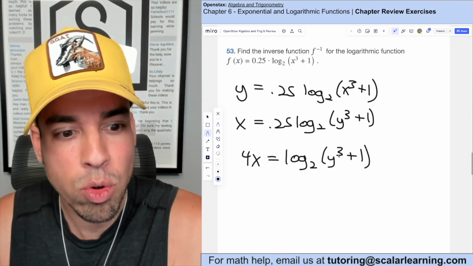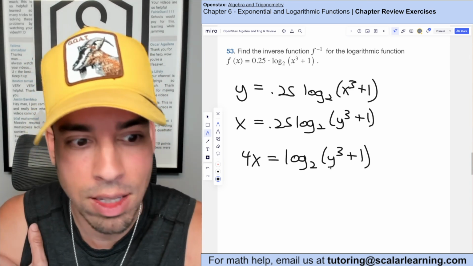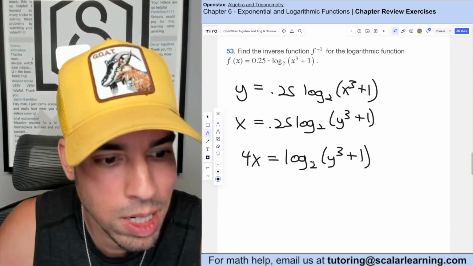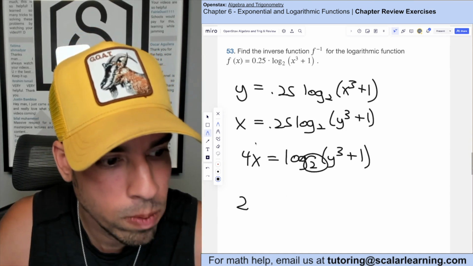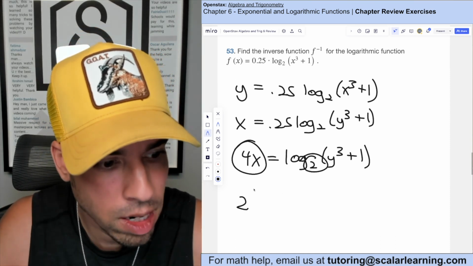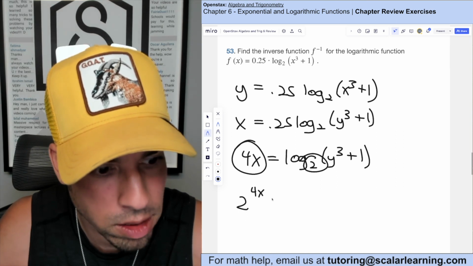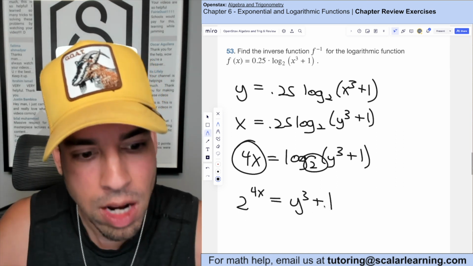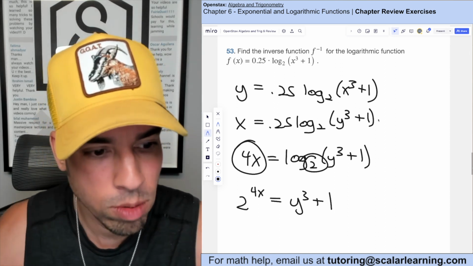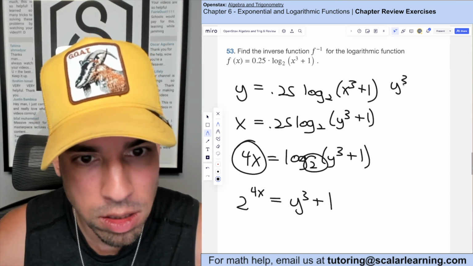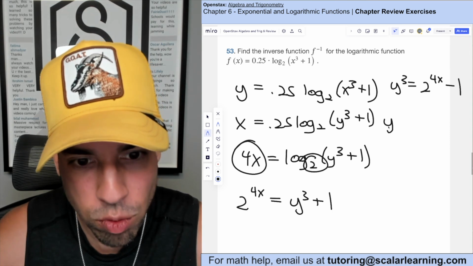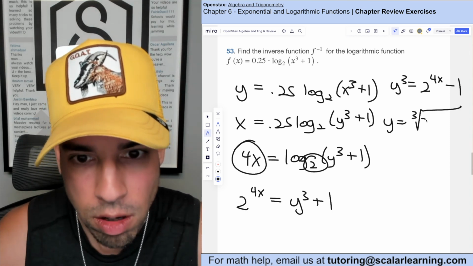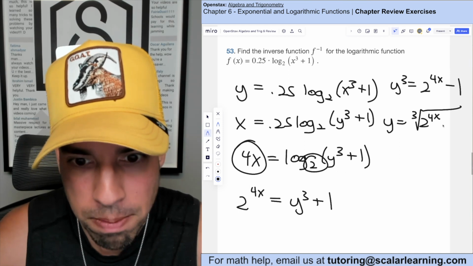Now, the cool thing is if we're trying to isolate, the easiest step here is to convert this from logarithmic to exponential, which means we're taking the base 2 to this, which is on the opposite side of the equal sign. So 2 to the 4x equals that argument of y cubed plus 1. Now we're just going to finish by isolating y, so I'm going to subtract 1 from both sides. And then last step, we're going to take the cubic root of both sides, which is going to kill that cube, and then we got the cubic root of 2 to the 4x minus 1.